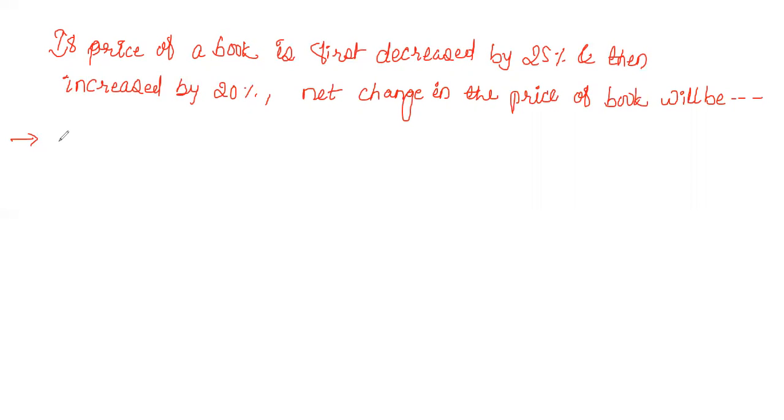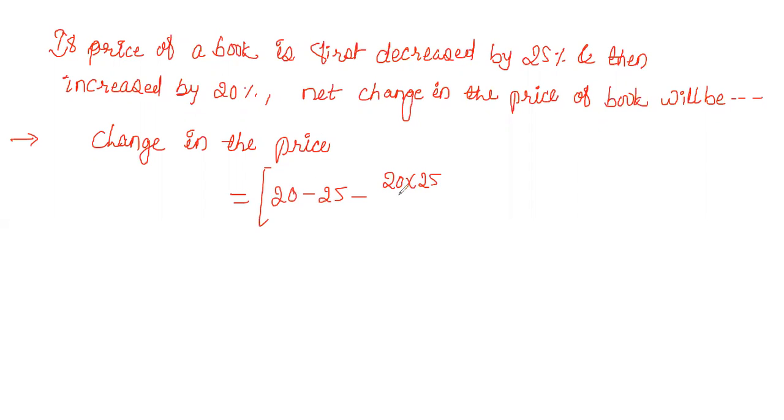So here we are using change in the price. Change in the price is equal to 20 minus 25 minus 20 into 25 divided by 100%. So look at that. First decreased by 25%, so it will be y, and increased by 20%, so it will be x. So 20 minus 25 minus 20 into 25 divided by 100.